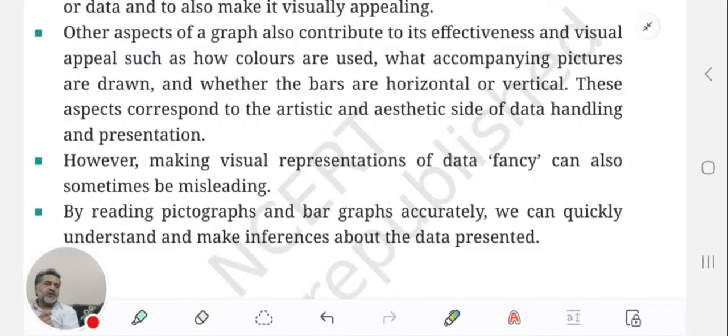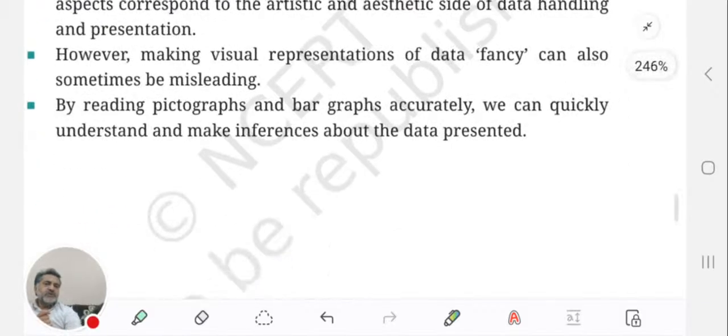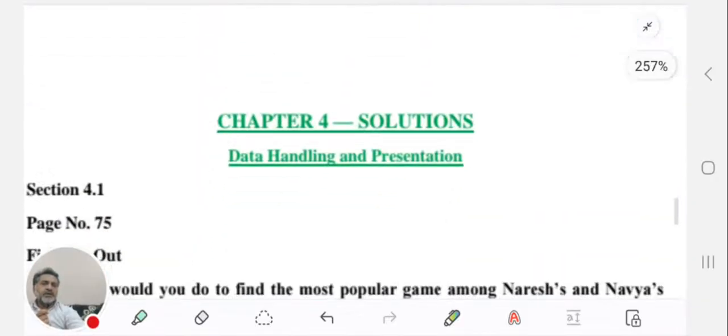These aspects correspond to the artistic and aesthetic side of data handling and representation. However, making a visual representation of data fancy can also sometimes be misleading. By reading pictographs and bar graphs accurately, we can quickly understand and make inferences about the data presented.